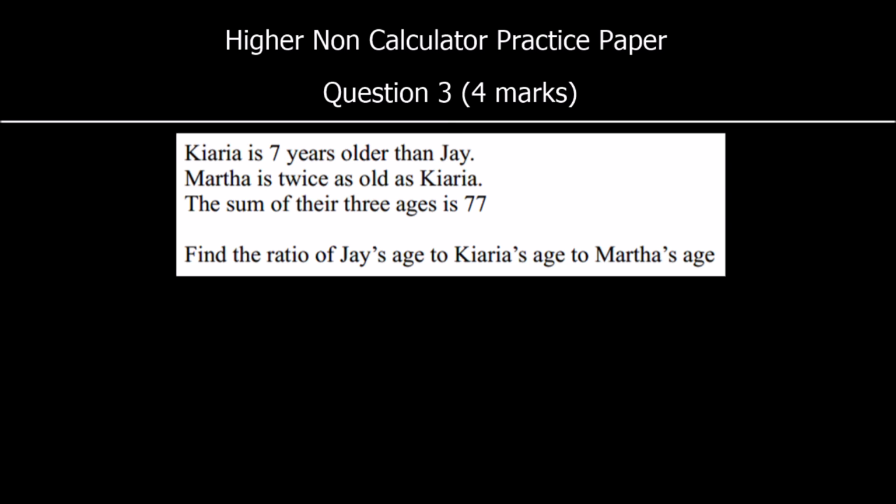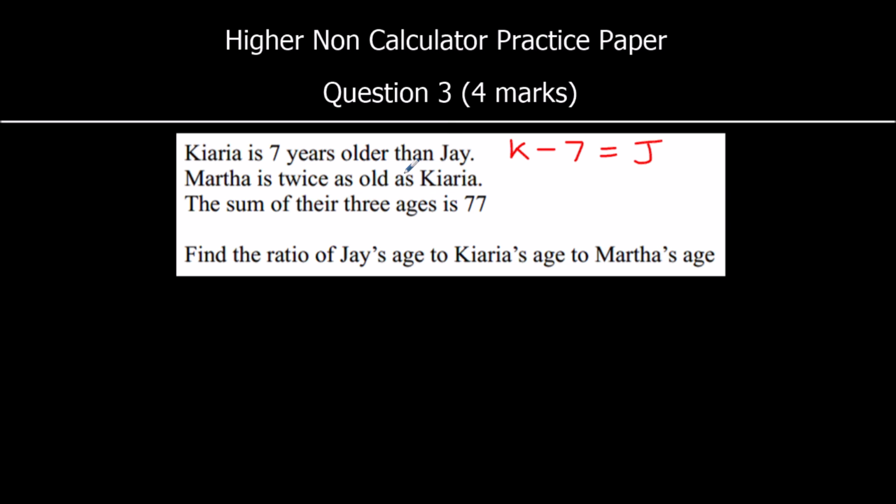So I'm going to write an equation for this. I'm going to turn this information into algebra, into letters. So I'm going to call them K, J, and M. K is 7 years older than J. So K is 7 older than J, so K minus 7 will equal J.